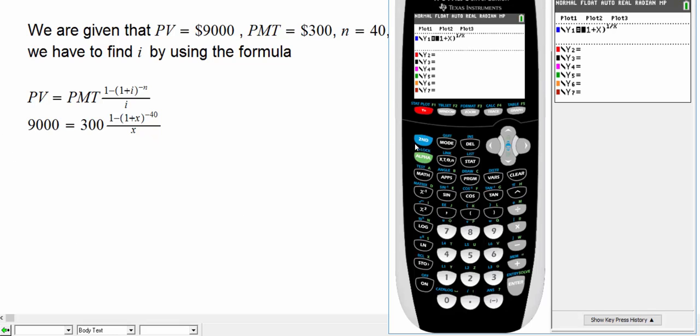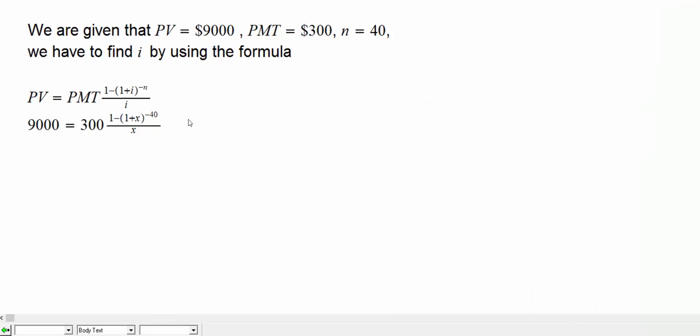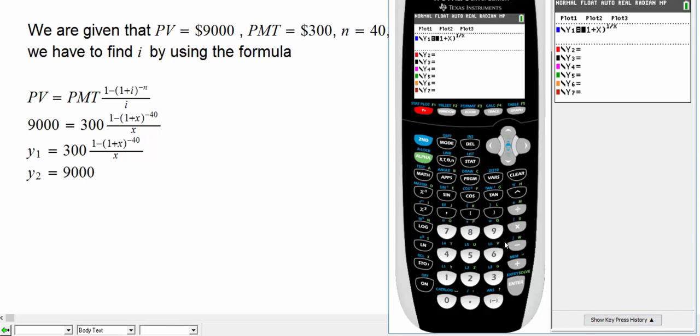So we are solving this one equation, I apologize. We have y1 and y2, so we have to find the intersection of these two functions. One function is given by this expression, and the other one is 9,000. We can divide 9,000 by 300 and make the load a little lighter, but the calculator is working, so let's take it slightly easy.